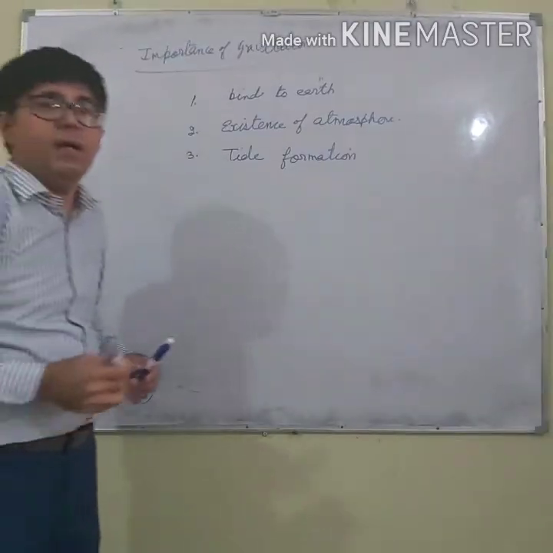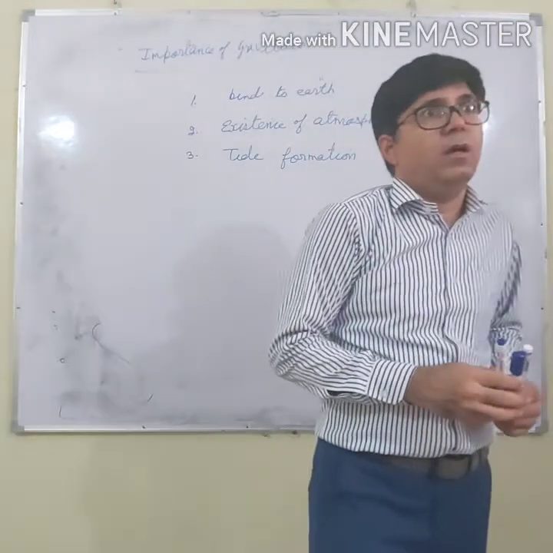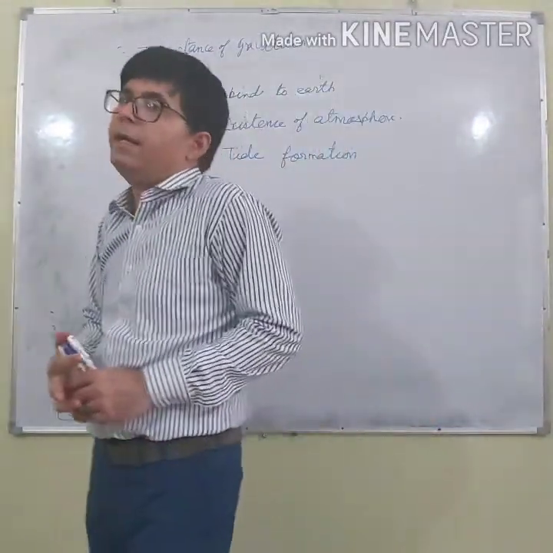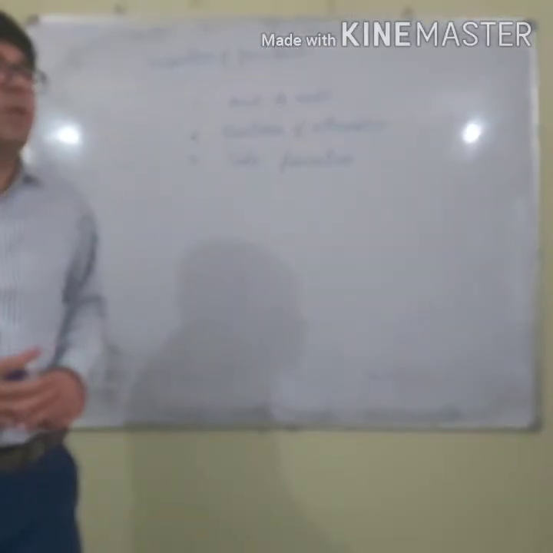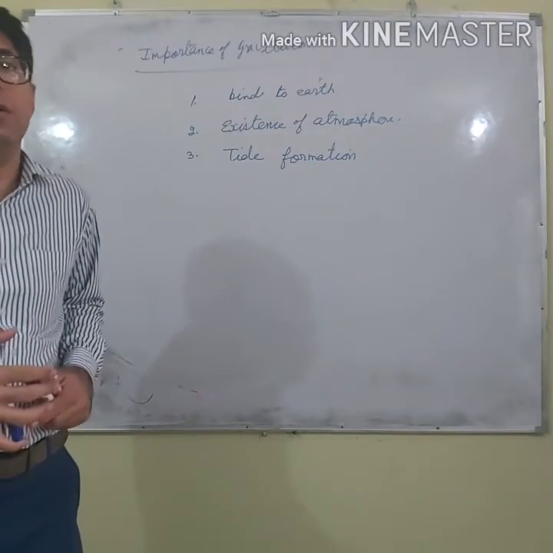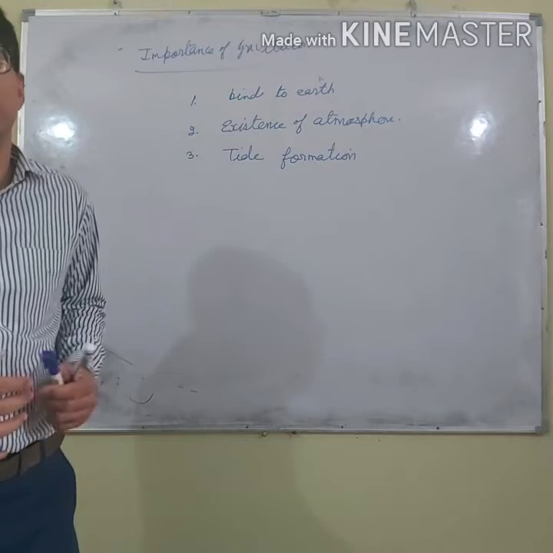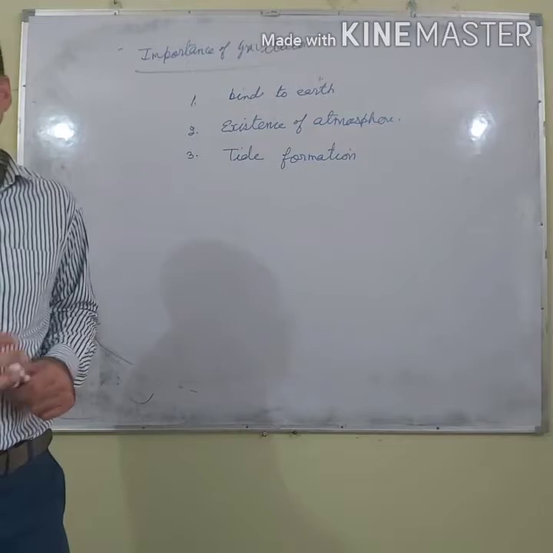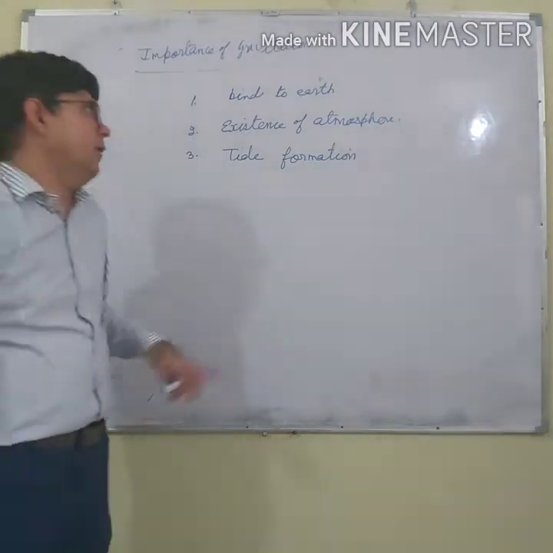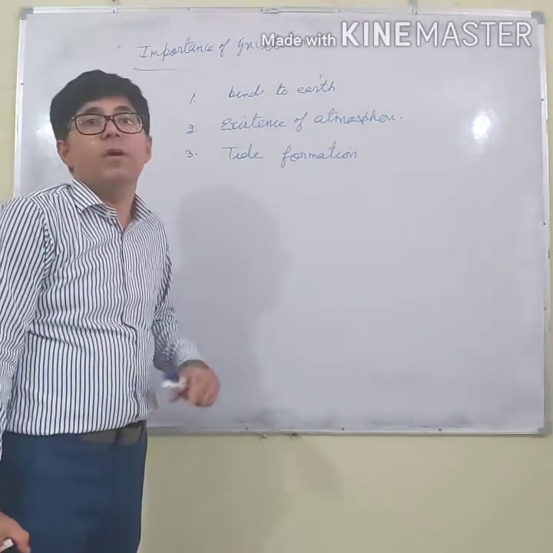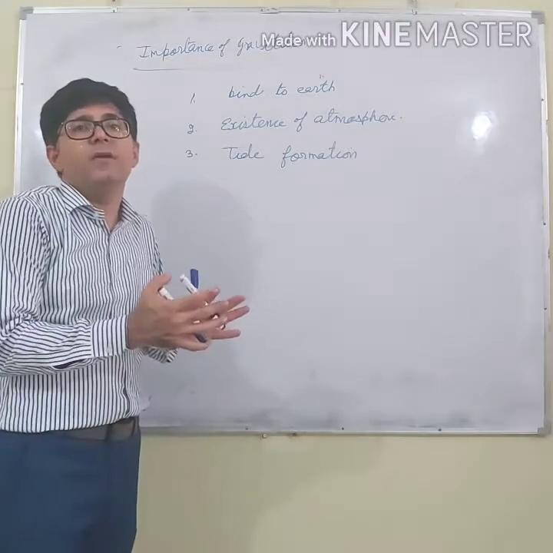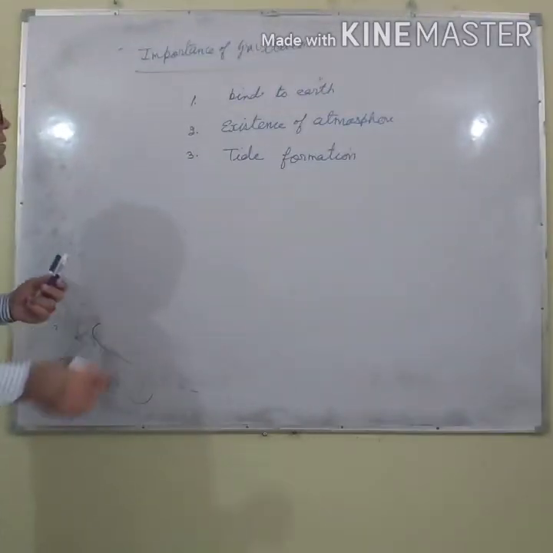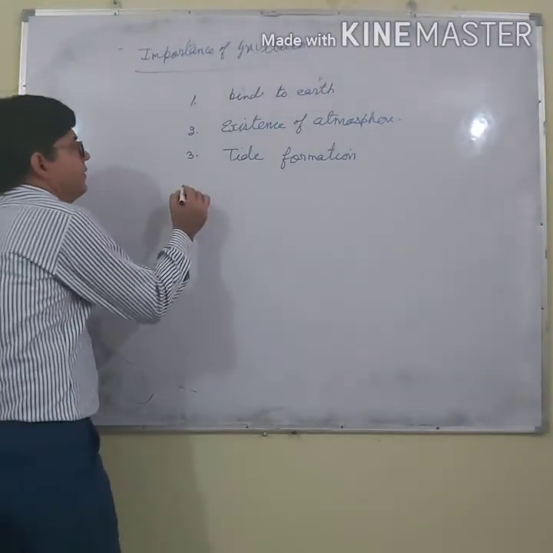Now in tide formation, I am asking a question. Both sun and moon are attracting seawater. Whose contribution is more? Sun or moon? Sun is very heavy. Moon's mass is very small in comparison to the sun. But the contribution of the moon is more. The reason is that the moon is very near to Earth. So tide formation can be explained by gravitation.